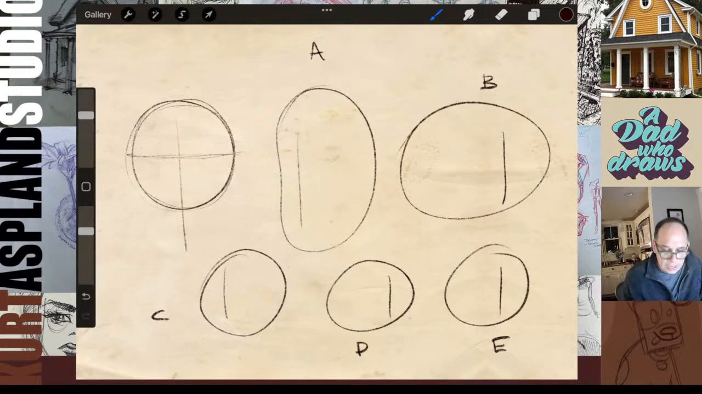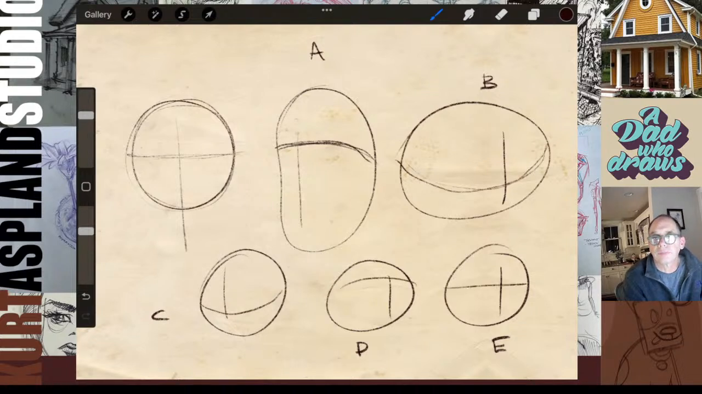So if we look at A and we're going to draw the brow line and he is looking up, we're going to want to come around like this. If on B he's going to be looking down, we want to draw the brow line like this. And then let's also make C looking down. And then let's make D looking up. And then for E, it's looking straight at us.